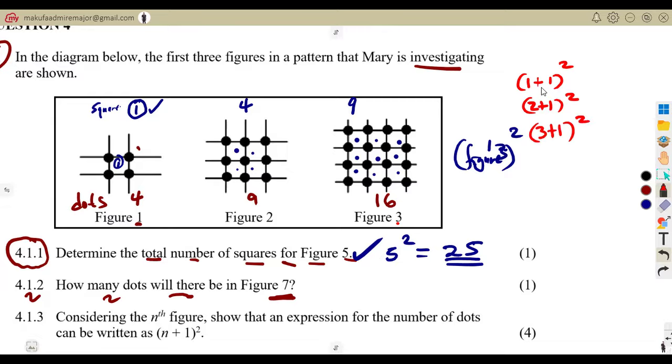In order for it to have 4, 1 plus 1, which is 2. 2 squared, that is 4. Figure 3, 3 plus 1, which is 4. 4 squared, which is 16. That is the issue of the dots.